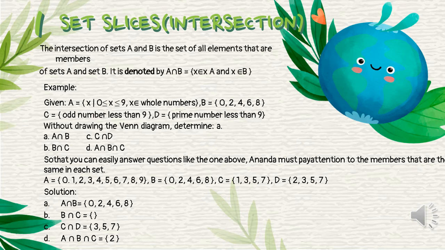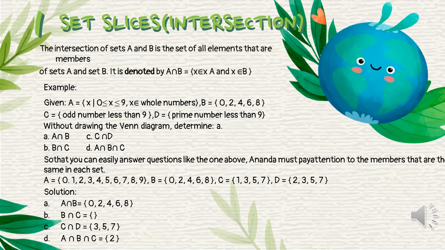you must pay attention to the members that are the same in each set. A = {0, 1, 2, 3, 4, 5, 6, 7, 8, 9}. B = {0, 2, 4, 6, 8}. C = {1, 3, 5, 7}. And D = {2, 3, 5, 7}.